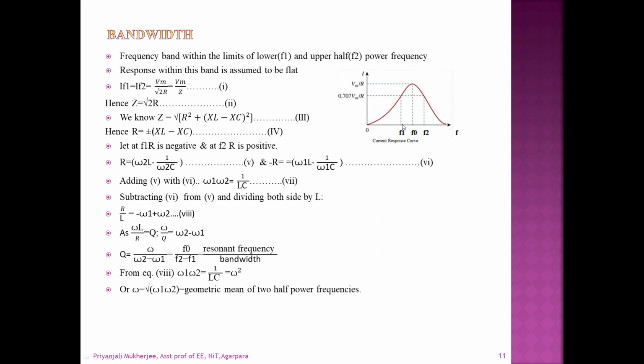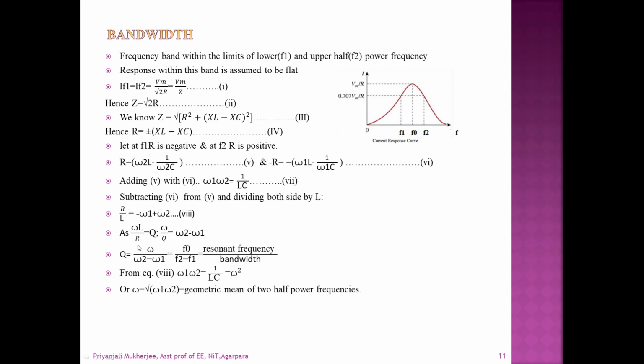Now we are considering that at F1 frequency the R is negative and at F2 the R is positive. So we can say R is equal to omega 2 L minus 1 by omega 2 C, and minus R is equal to omega 1 L minus 1 by omega 1 C. Now if we add equation 5 with equation 6, we find that omega 1 into omega 2 is equal to 1 by LC, and that is equal to omega naught square. And if we subtract equation 6 from equation 5 and then divide both sides by L, we find that minus omega 1 plus omega 2 is equal to R by L.